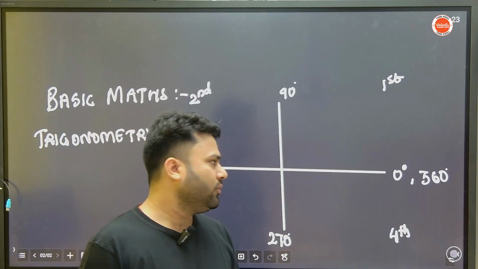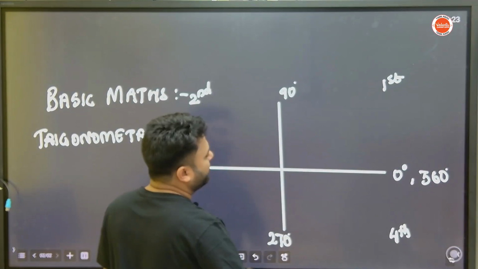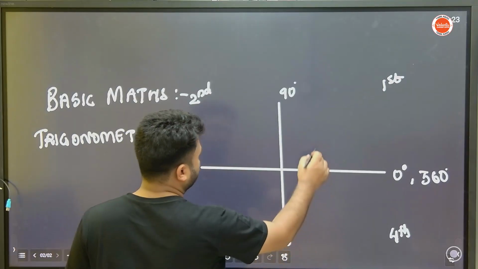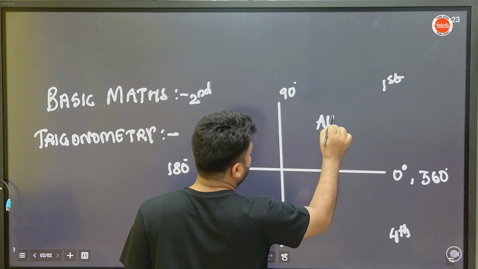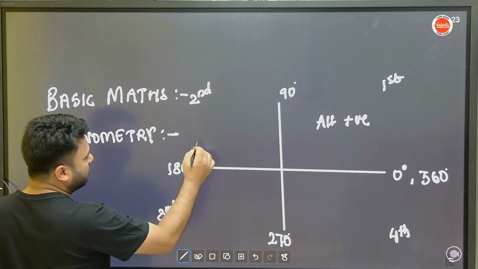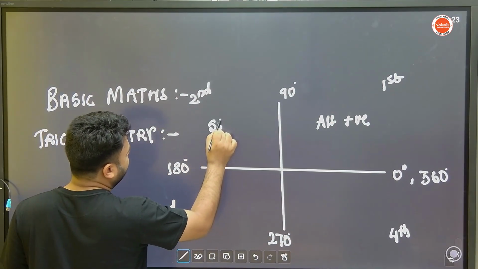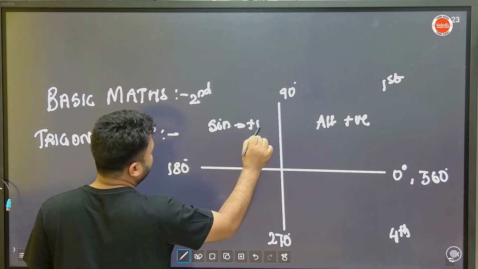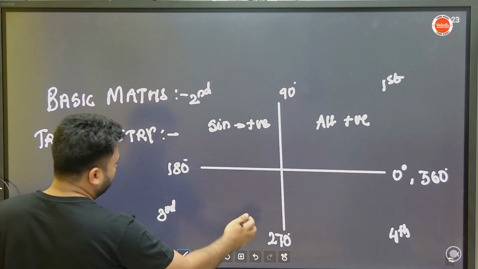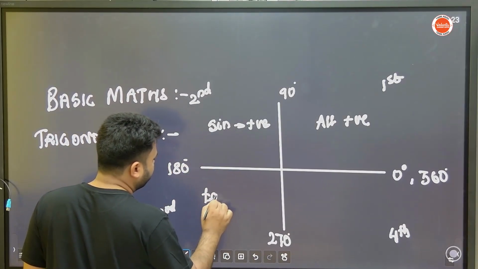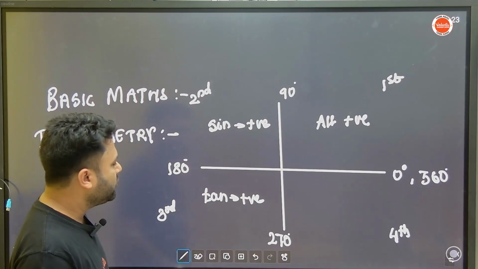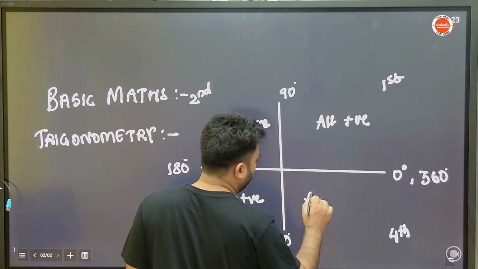Now, we all know that in the first quadrant, whatever we take, like sine theta, cos theta, tan theta, all are positive. In the second quadrant, from 90 to 180, only sine theta is positive. From 180 to 270, tan is positive. And from 270 to 360, cos is positive.